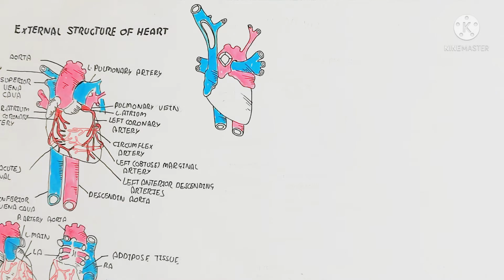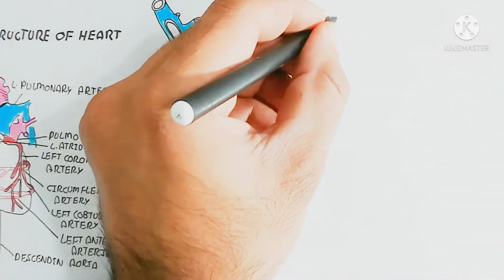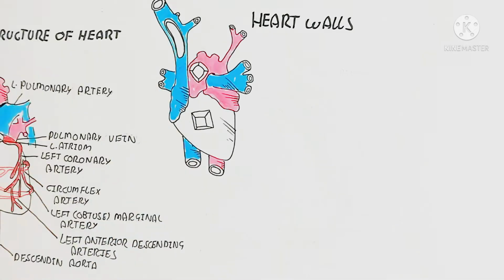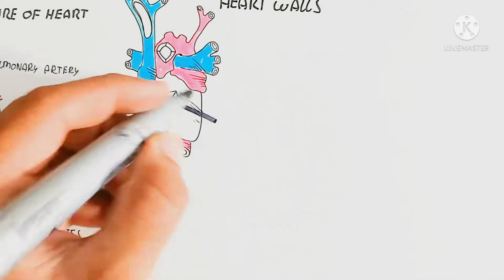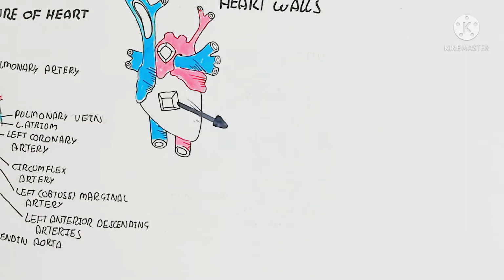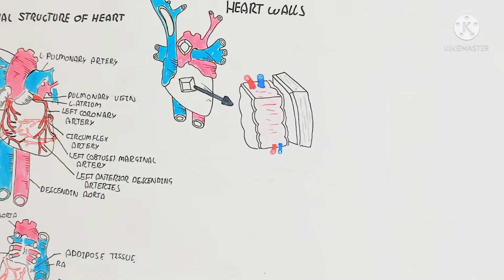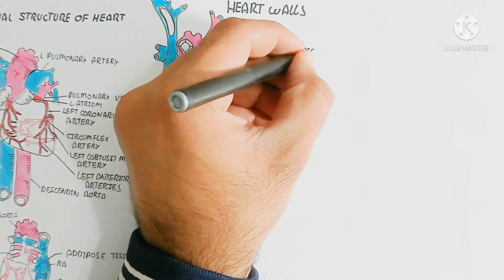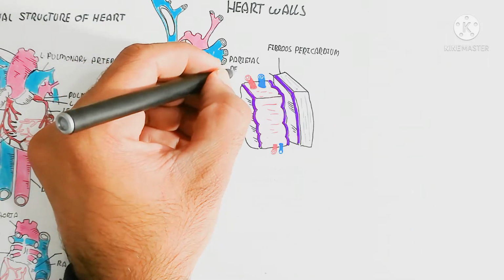The heart wall is very complex, you can see, and that is why it is used for the contraction. The outer layer is known as the fibrous pericardium. Between the fibrous pericardium and the visceral pericardium, interstitial fluid is present. This interstitial fluid decreases the friction, so the contraction of the heart will not cause damage.